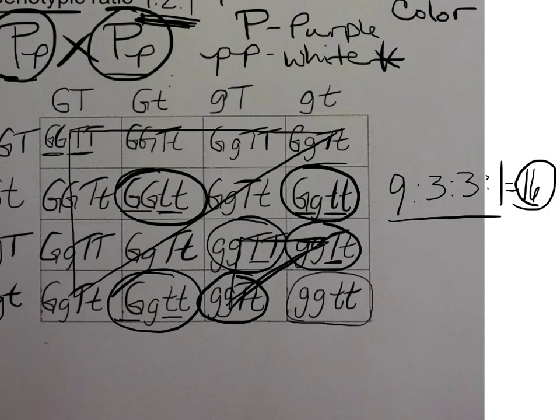So now, if you have probability questions, what is the probability that this F1 offspring of this heterozygous dihybrid cross will be homozygous recessive? Well, 1/16. And you can obviously make that into a percentage. What is the probability that these offspring will be homozygous dominant? Well, 9/16.